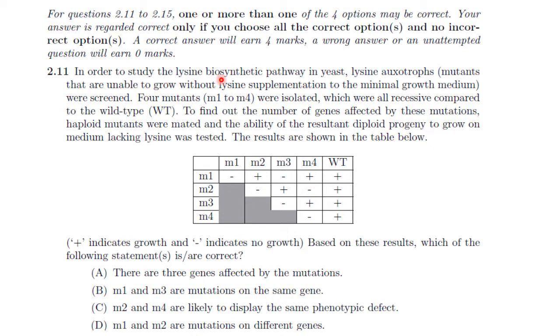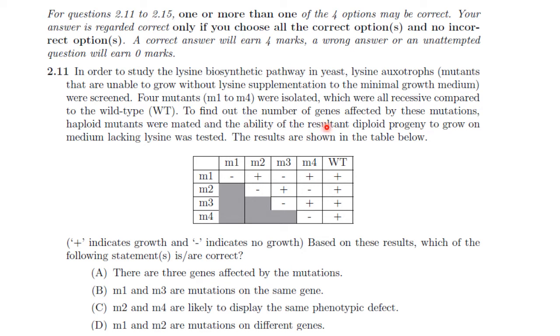In order to study lysine biosynthetic pathway in yeast, lysine auxotrophs. What are auxotrophs? Mutants that are unable to grow without lysine supplementation to the minimal growth medium. So, if the growth medium has got lysine supplementation, only then these auxotrophs will grow. Otherwise, they will not grow. So, lysine auxotrophs were screened. 4 mutants M1, M2, M3 and M4 were isolated, which were all recessive compared to the wild type.